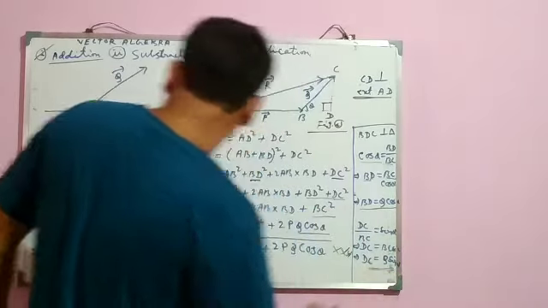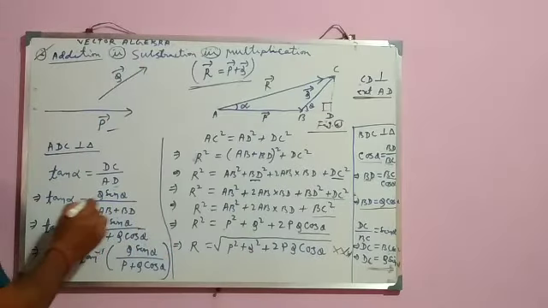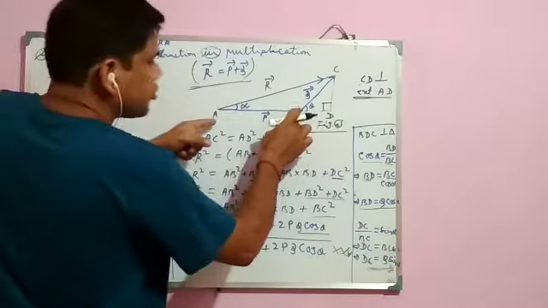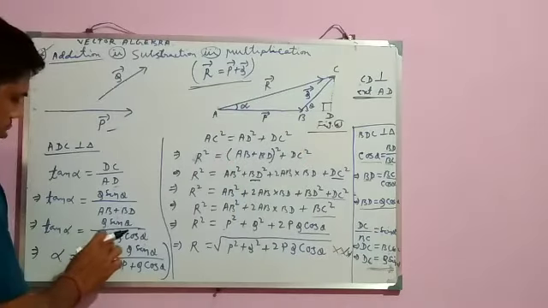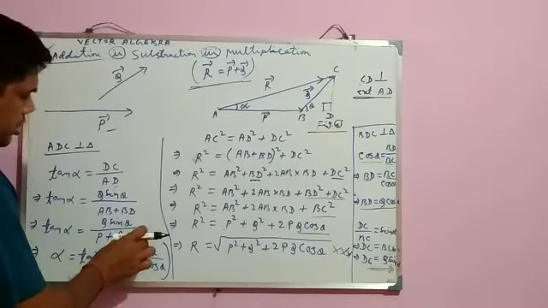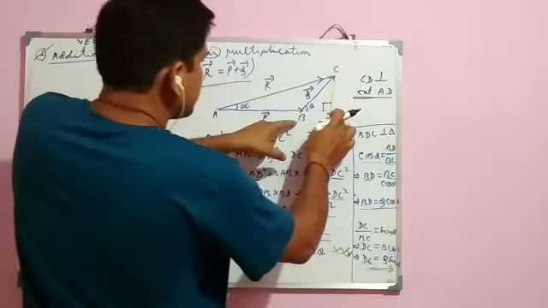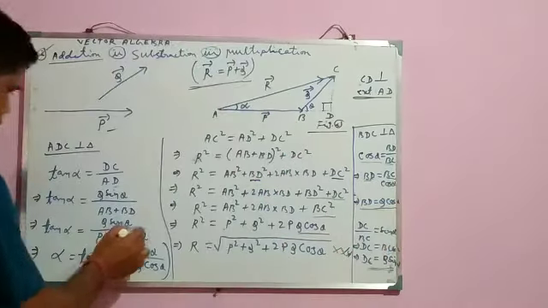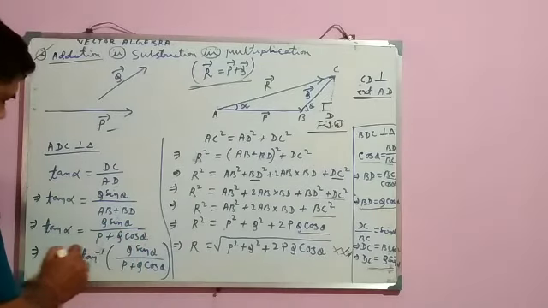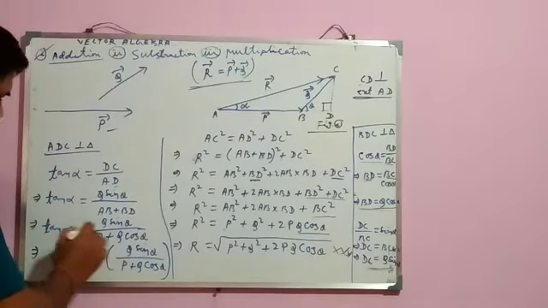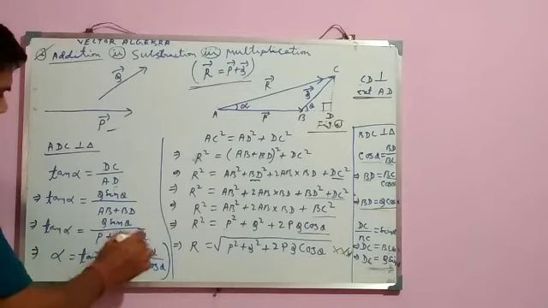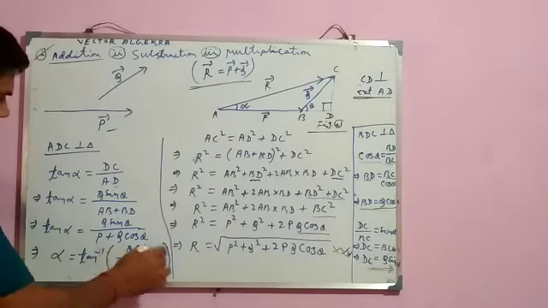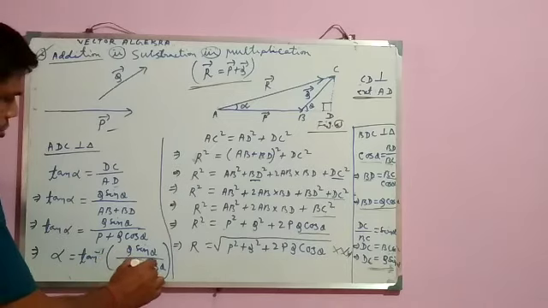So in place of DC we can write Q sin theta by AB plus BD. Now AB equals what? P. So we have written P plus BD, and BD equals Q cos theta, already shown here. So putting Q cos theta in place of BD, tan alpha equals Q sin theta by P plus Q cos theta. And alpha can be written as tan inverse of (Q sin theta by P plus Q cos theta).